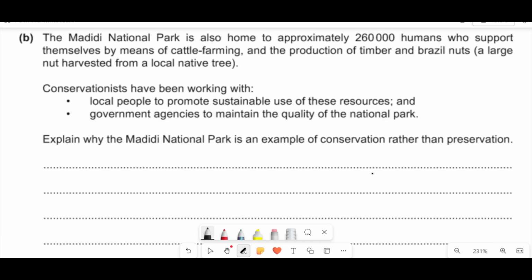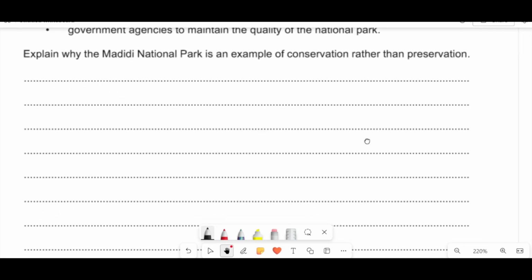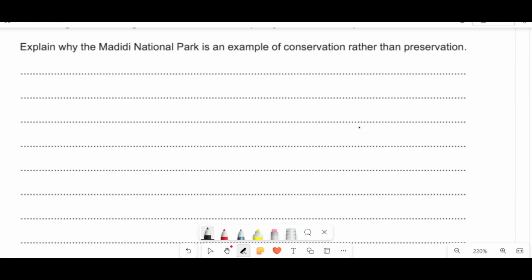So the Madidi National Park is also home to approximately 260,000 humans who support themselves by means of cattle farming and the production of timber and Brazil nuts, a large nut harvested from a local native tree. Conservationists have been working with local people to promote sustainable uses of these resources and government agencies to maintain the quality of the national park. Explain why this is an example of conservation rather than preservation.